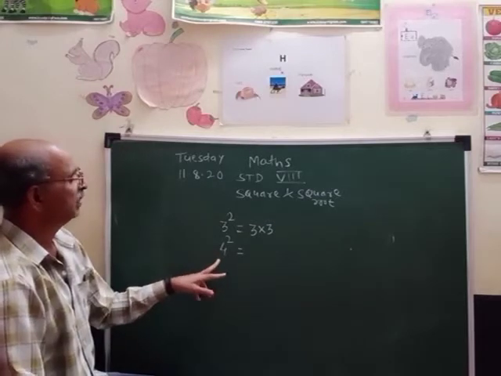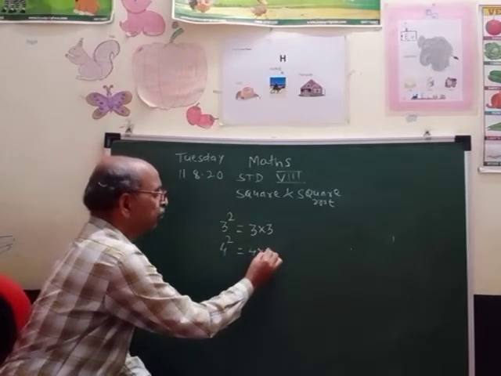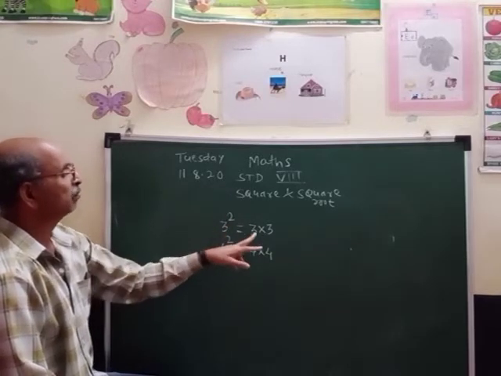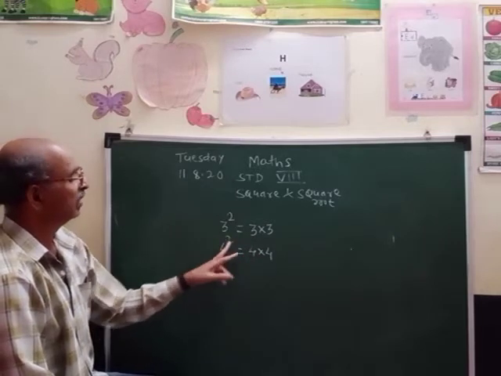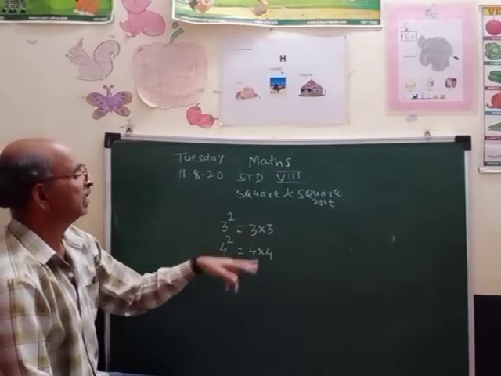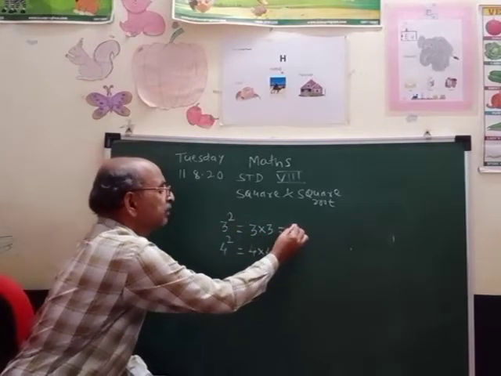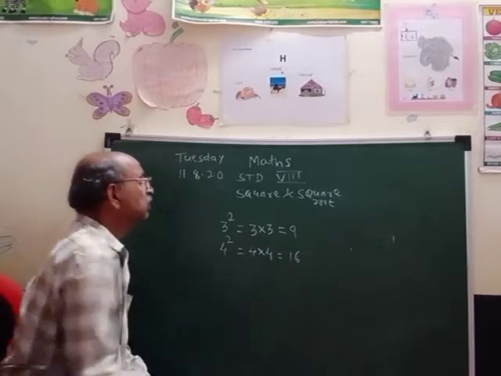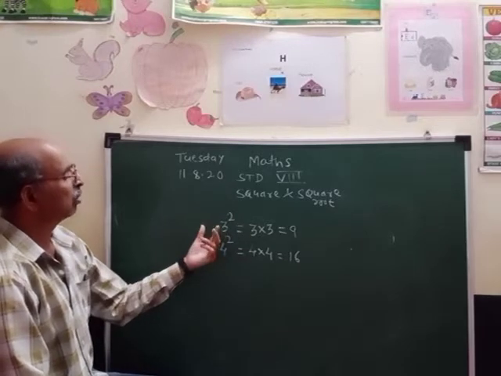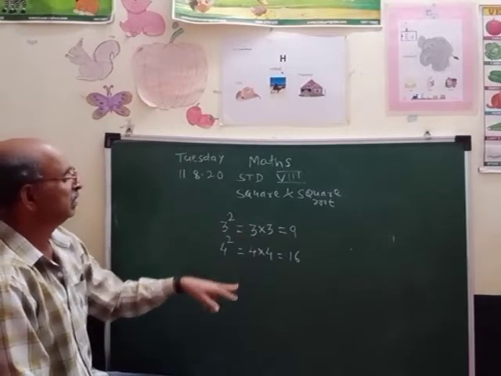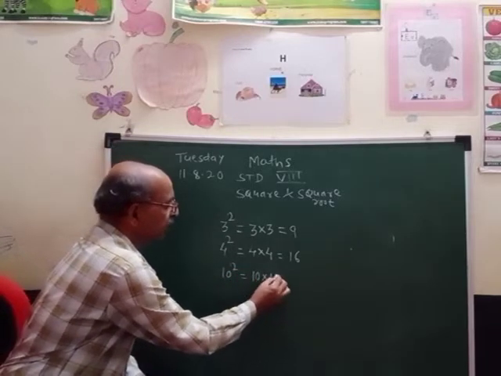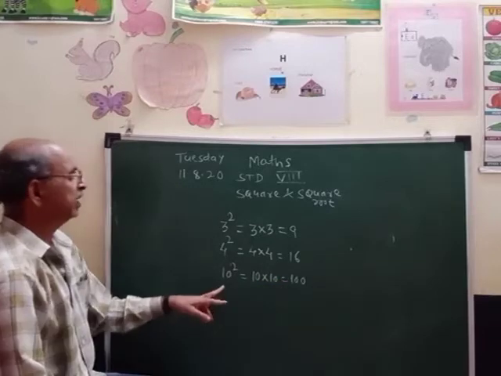Now 4 square, this is index form. We can write it in product form, that is 4 into 4. This means when the index is square, the product will come only 2 times, and the same numbers are there. Square means it is the product of the same natural number. So 3 square is 9, 4 square is 16. When the index is 2, it is called square. So square is the product of the same numbers. When we say 10 square, it is the product of the same number, that is 10 into 10, and that is 100.